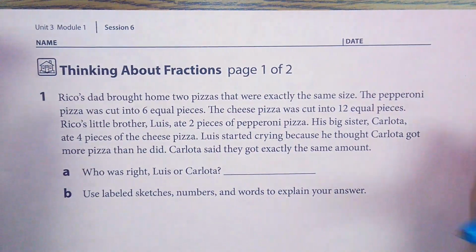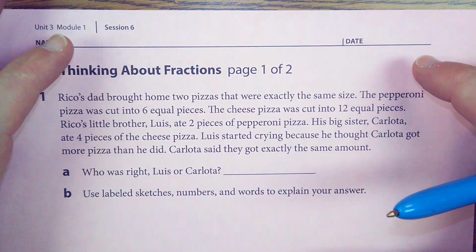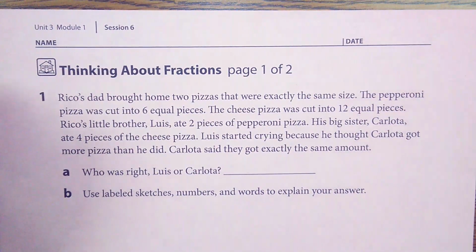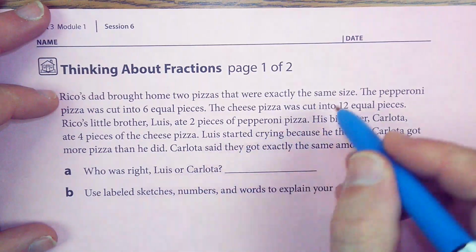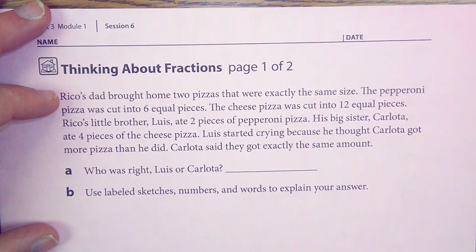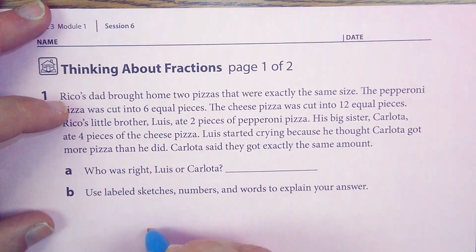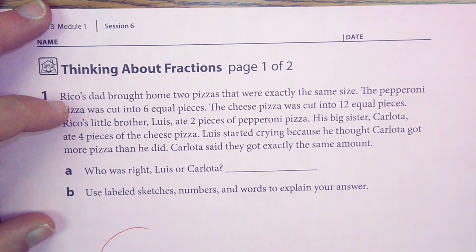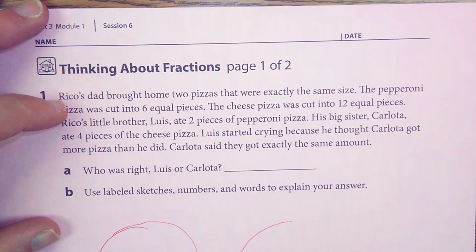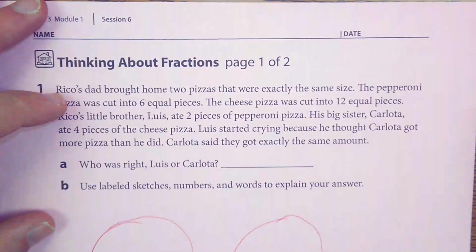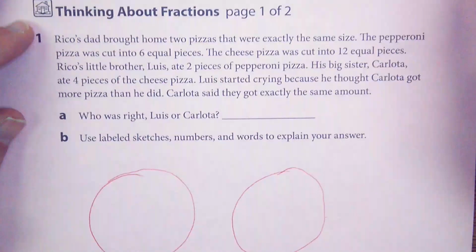Problem 1. I'm going to try to set this up visually, but I'm going to let you answer this question, okay? Rico's dad brought home 2 pizzas that were exactly the same size. I'm going to do my best to draw 2 pizzas that look pretty close to the same size. And I'm not a perfect drawer of circles, but I'm going to do my best.